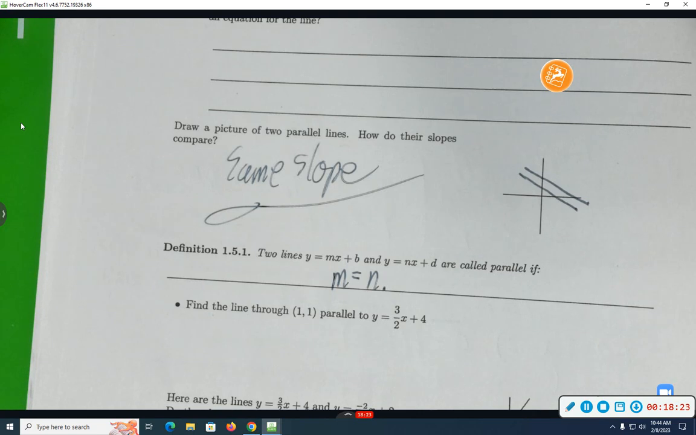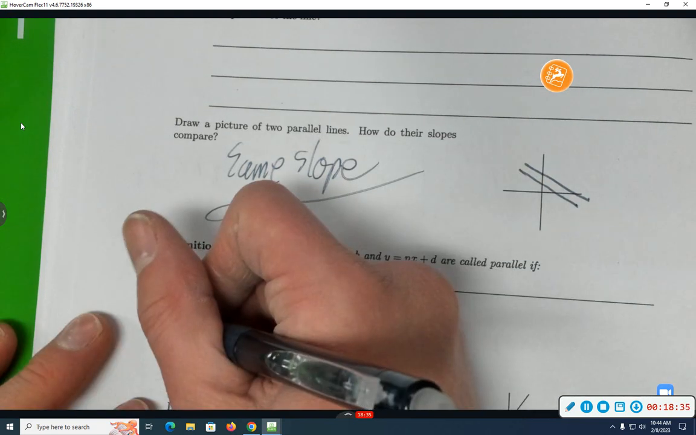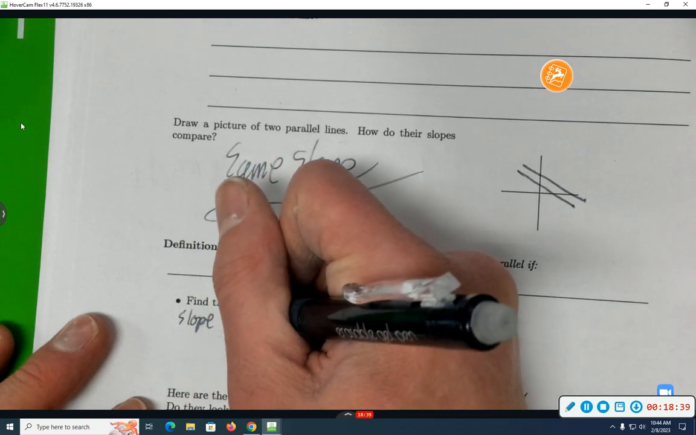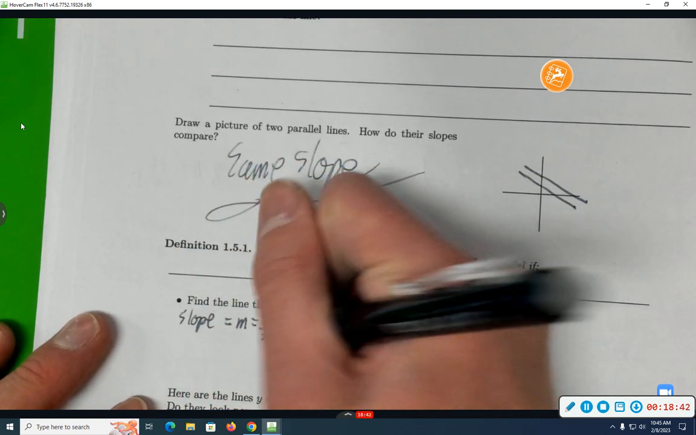So that means I'm looking for a new line, something in the form y equals mx plus b. What's the slope of this new line I'm looking for? 3 over 2. So it'll be of the form, well, let's just write this. Slope of this new line is going to be 3 over 2.